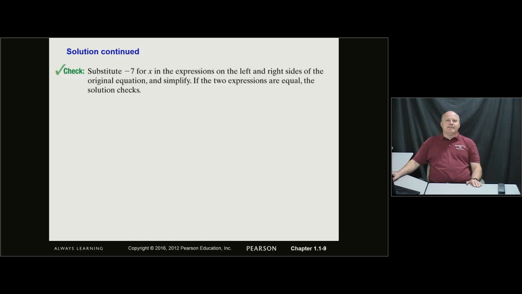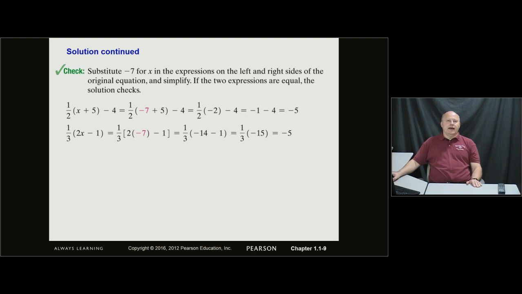So we put the negative 7 back in the left and right side. If the two expressions are equal, then the solution checks. And we do that here. So 1/2 (x plus 5) minus 4 is the left side. We put negative 7 in there. And we get 1/2 times negative 2, because negative 7 plus 5 is negative 2. Minus 4 comes over. 1/2 of negative 2 is negative 1. And then negative 1 minus 4 is negative 5. So the left side is negative 5. We hope the right side is negative 5.